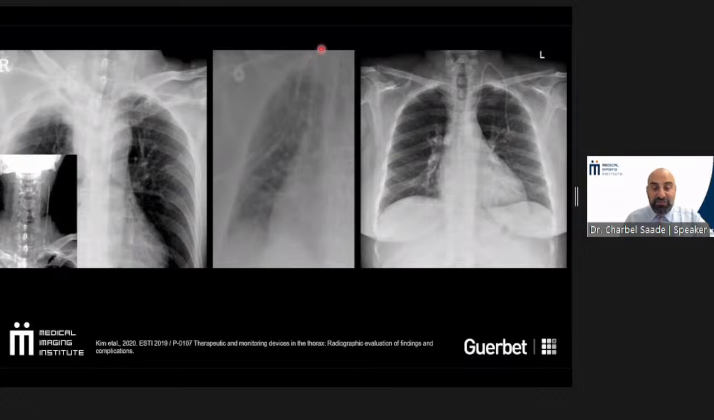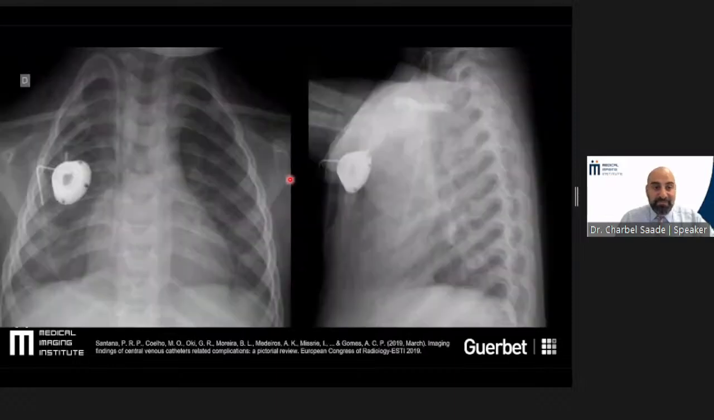And also watch for kinking. If the actual line kinks on top of each other, then you're increasing pressure and reducing the flow of contrast going through the central line to the patient.